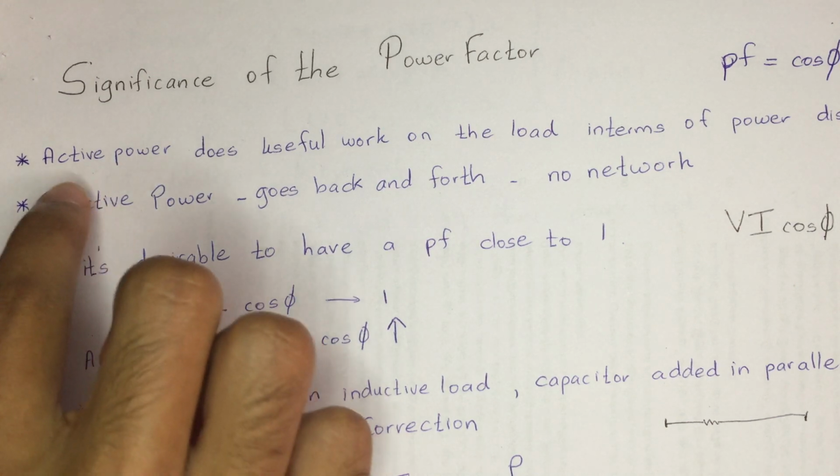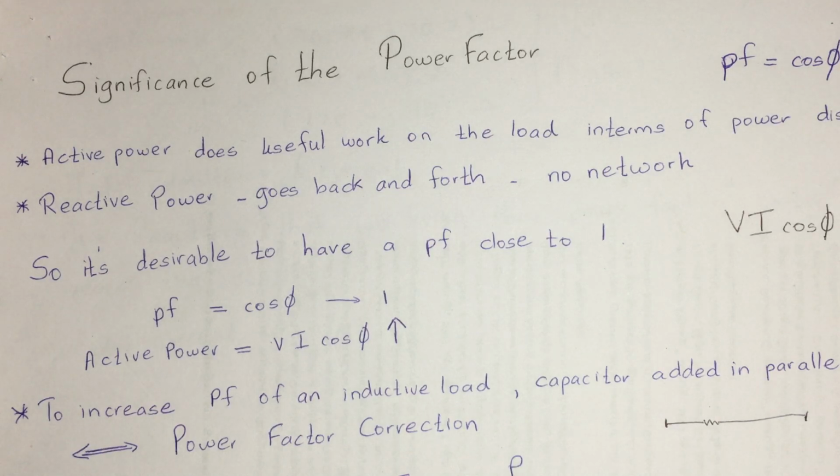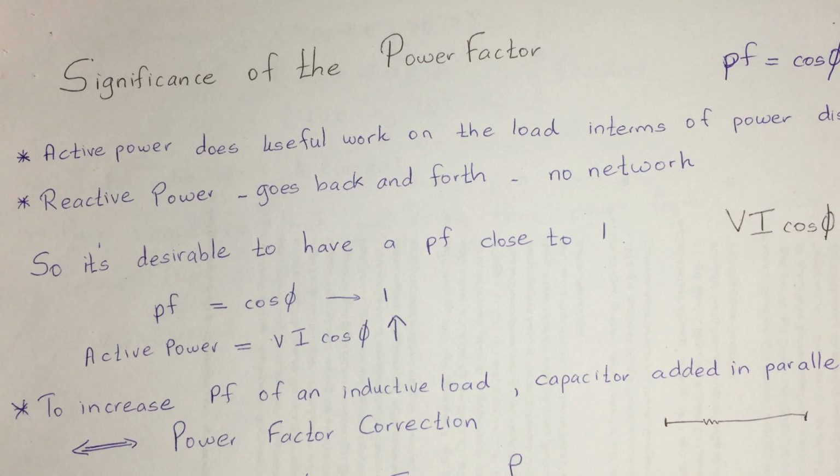Actually, you can see that the active power does useful work on the load in terms of power dissipation, which simply means, as we have already discussed, when we consider the two main types of power, active and reactive, the apparent power is the total, or the mathematical sum, of these two powers. The active power is the power we are going to use, which simply means it's going to dissipate that energy. Let's say there is an electrical circuit or electrical instrument. The active power is the power we are going to get from that electrical instrument. So that's known as active power.